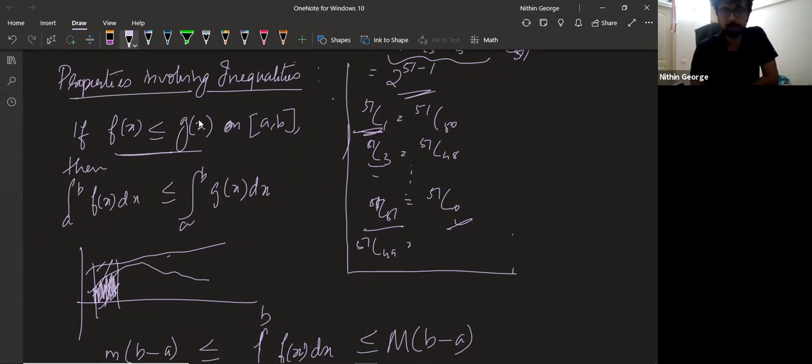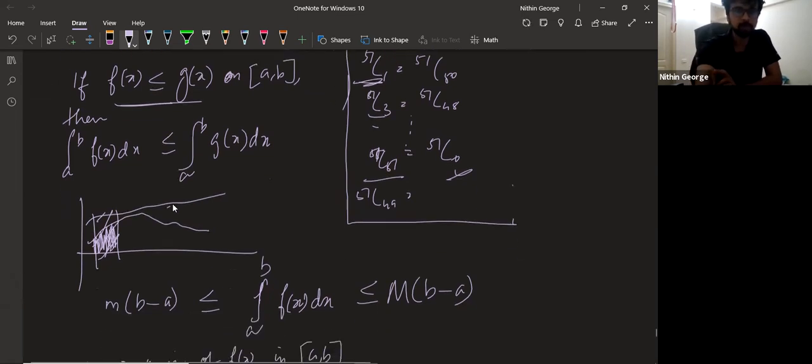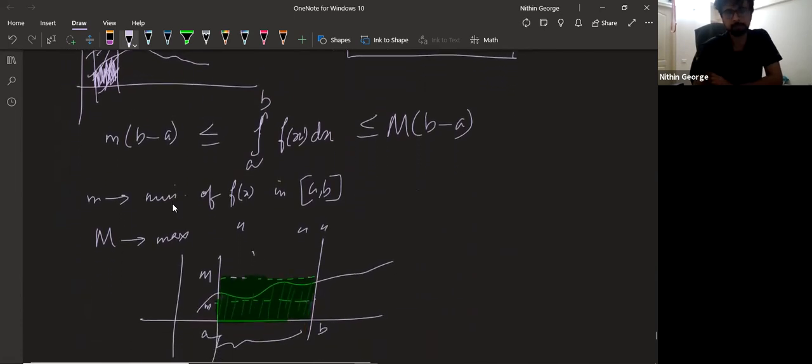So the idea is this: when a function is lesser than another function between a and b for sure, the integral will be lesser than the integral of the other function for sure. Now, the other property we did was this, the second part. Small m is the smallest value this function takes between a and b. Capital M is the maximum value this function takes between a and b. This is the figure for it.